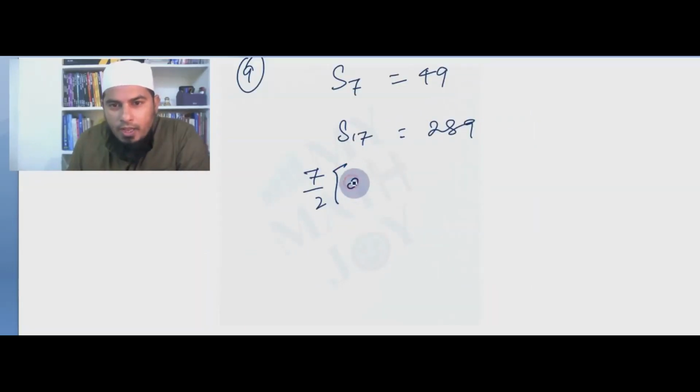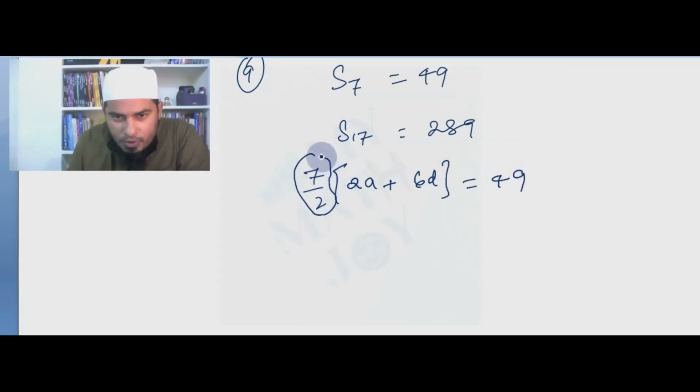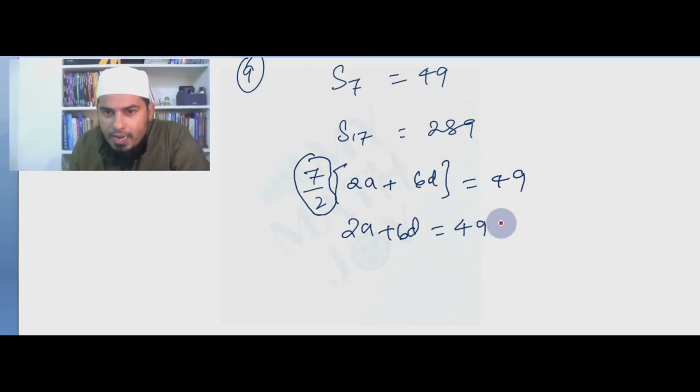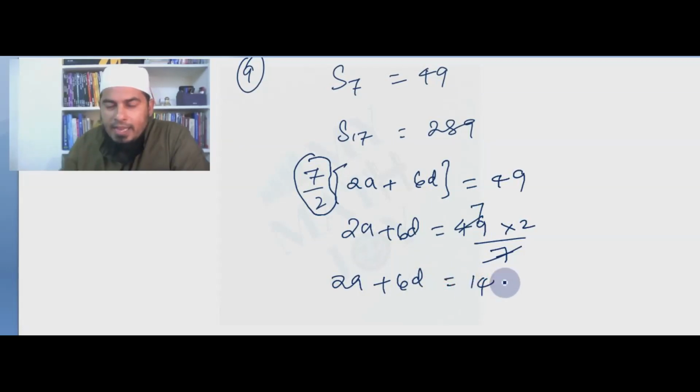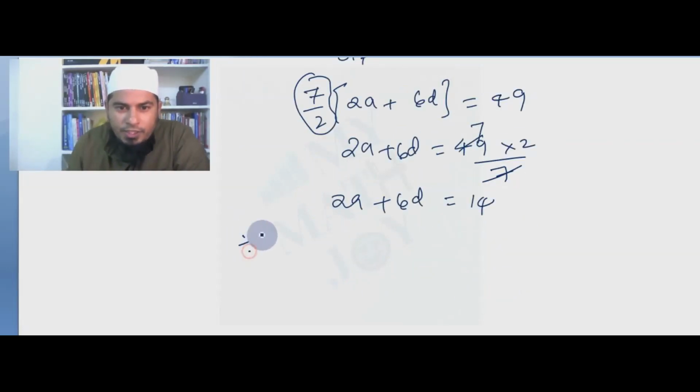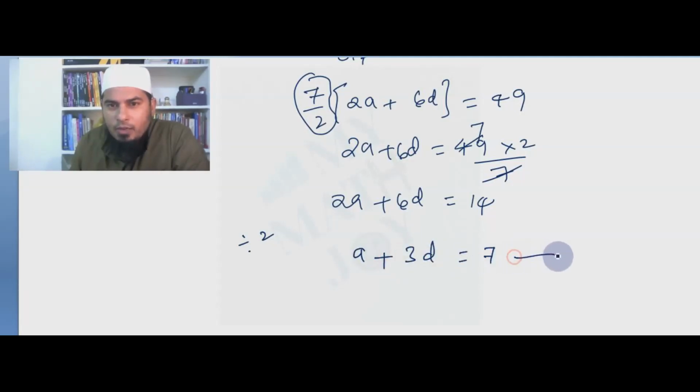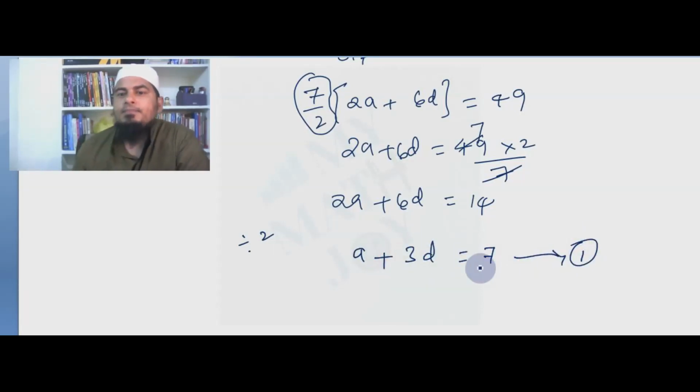2a plus 6d is equal to 49. I want to simplify it. I want this product to be transferred to the right side. I'll get 2a plus 6d is equal to 49 times 2 over 7. I can cancel it, I'll get 2a plus 6d is 14. I can divide this equation by 2 to make it smaller. A plus 3d is equal to 7. Equation number 1. Very nice.